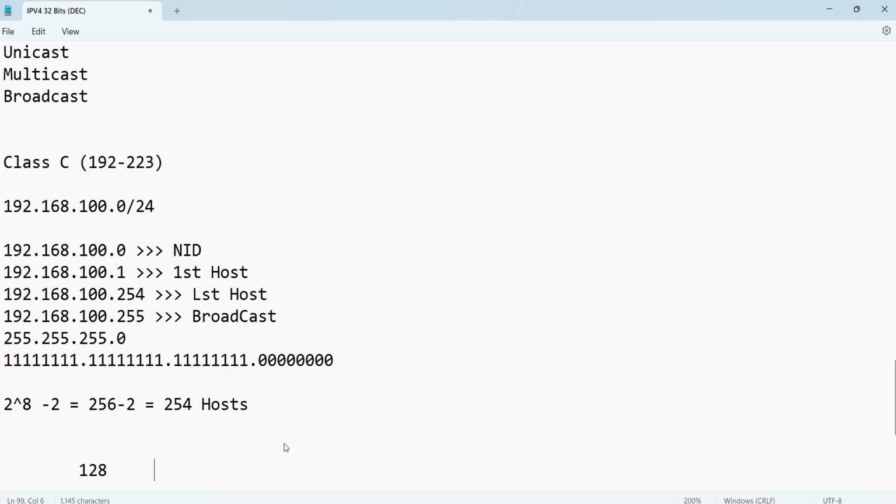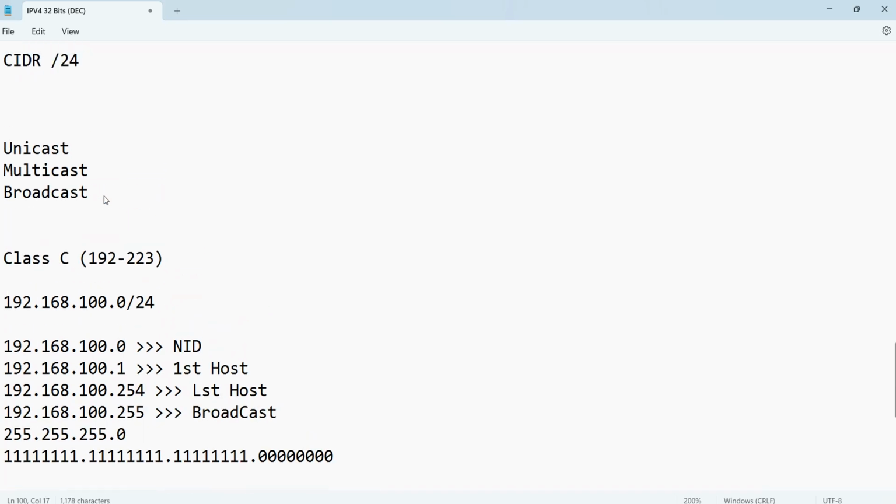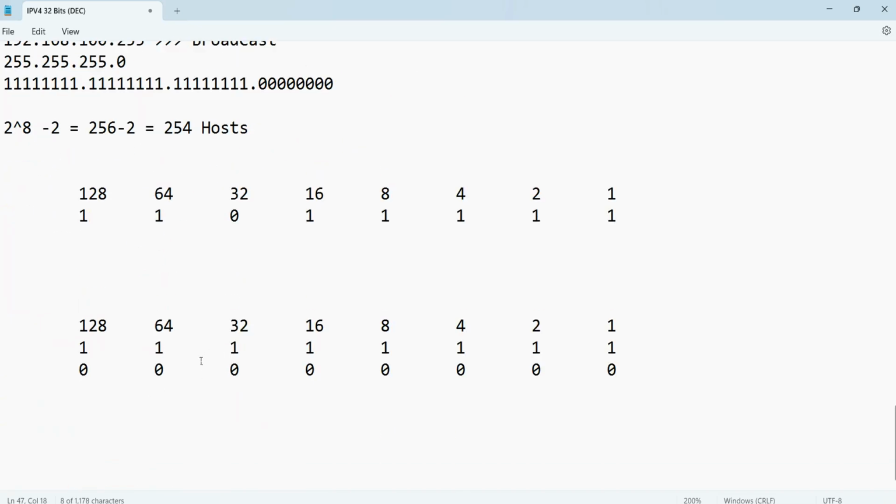I want to show you something different right now. If I put these in 128, 64, 32, 16, 8, 4, 2, 1, and I put 1101, 1111. Look at this. If you want to remember the ranges, which is 192 to where? Remember the range for Class C? 192 to 223. Watch this. Let me do the calculation over here. 128 plus 64 is what? 192. All right. 192 plus 16 is what? 208 plus 16, 220, 222, 223.